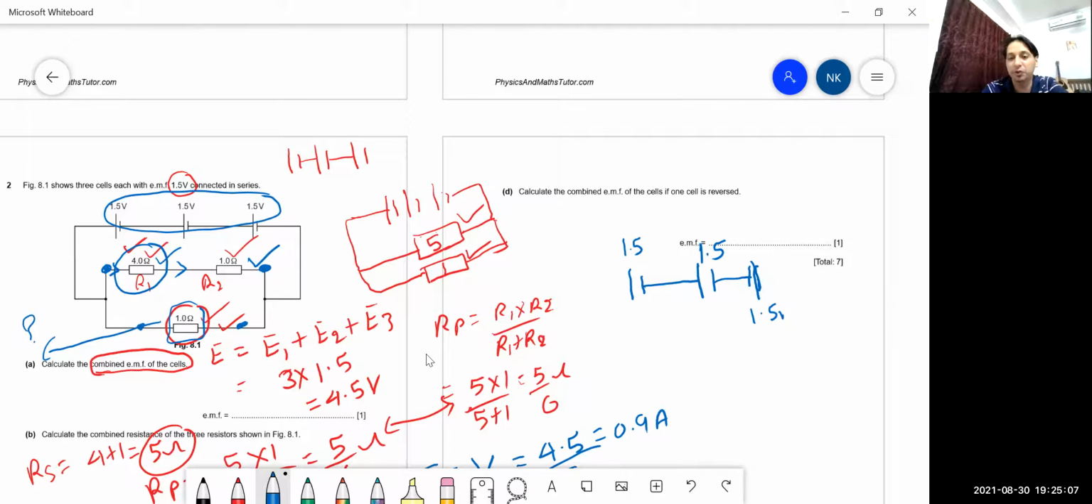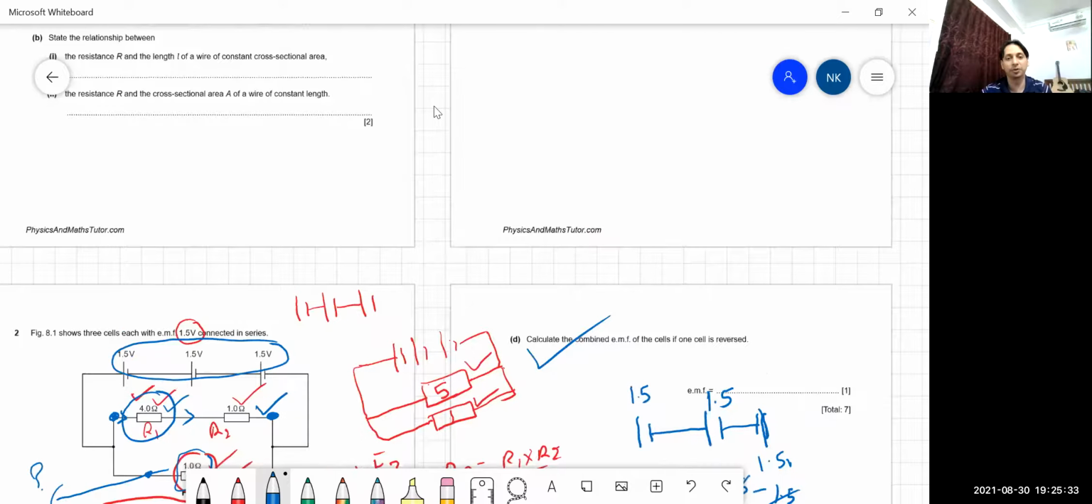So in this situation we have the formula equal to total EMF. The positive cells you have to add, and the cell which is in reverse order, you have to subtract. So then 1.5 will cancel out, and in this case the total EMF will be 1.5 volt for this question number D. And I have skipped this question here.